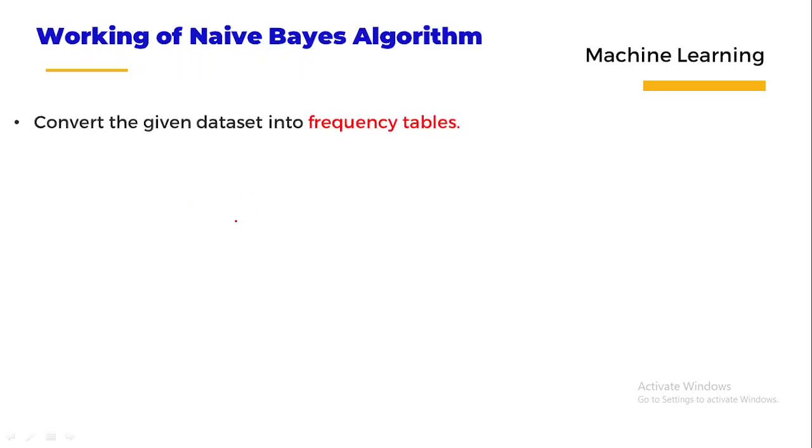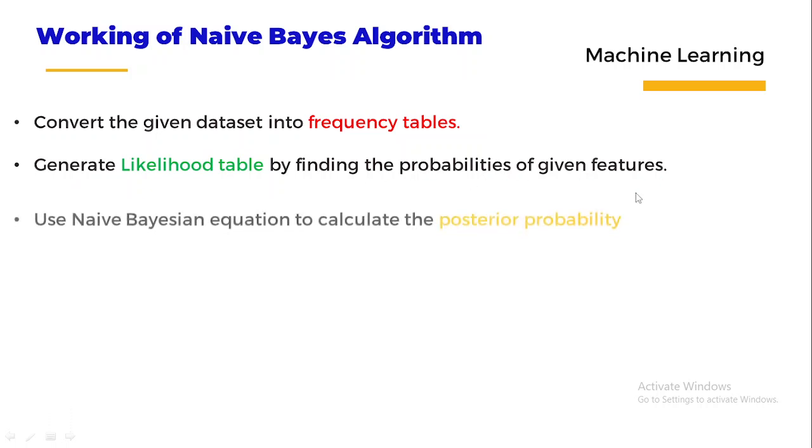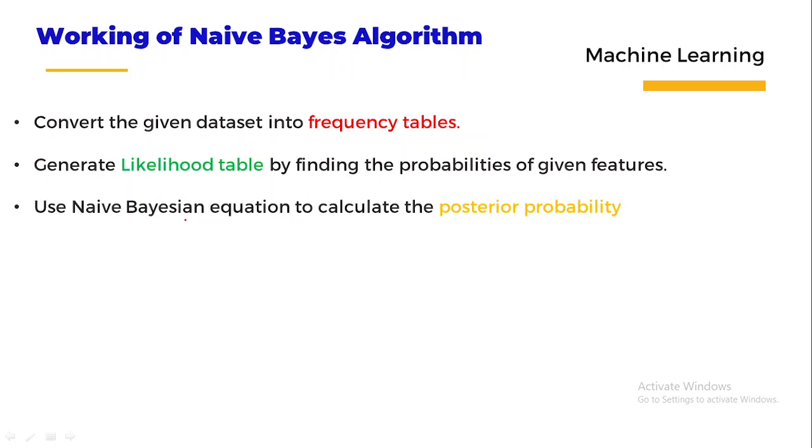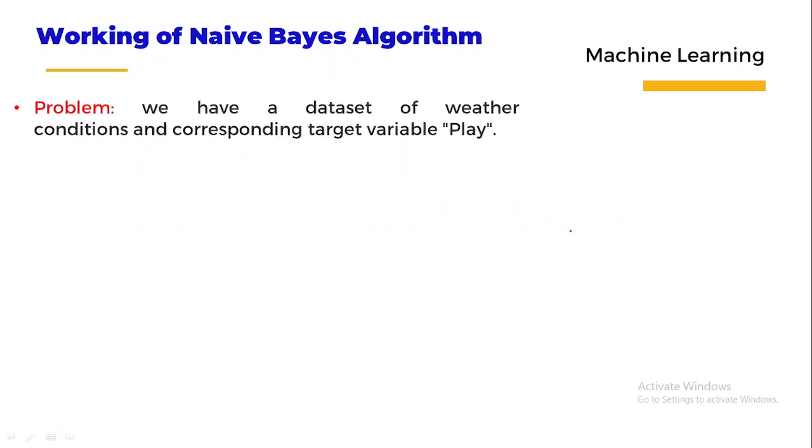Now we will see the working of the Naïve Bayes classifier. The first thing is converting the given data set into a frequency table. The second is generating the likelihood table by finding the probabilities of the given feature. The third is using the Naïve Bayesian equation to calculate the posterior probability. All we are doing is mapping the data set values into the Bayes theorem or the Bayes classifier equation. Here you can see the problem statement I have taken.